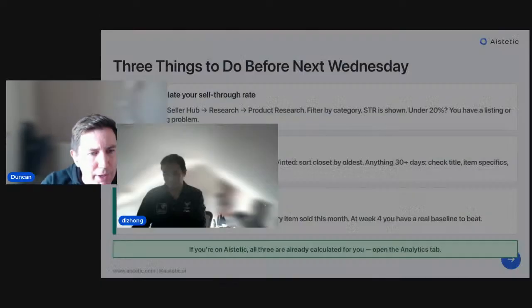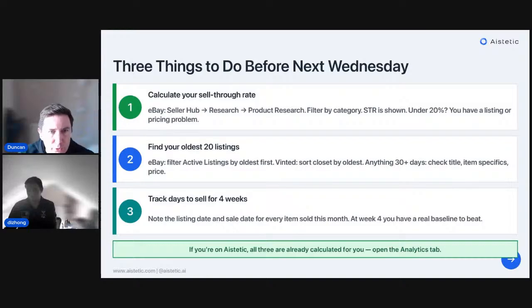So let me bring it back for a second here. Three things to do before our next workshop. One is calculate your sell-through rate. If you don't have your sell-through rate, you can get that if you're publishing on eBay, in Seller Hub research, product research. If you're on Aesthetic, you've got it within our analytics.